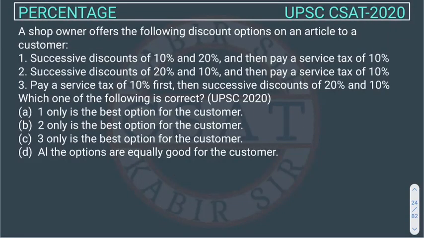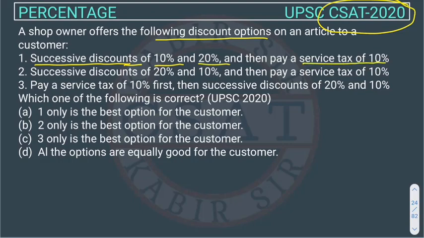Okay. This is the percentage question asked in UPSC CSAT 2020. Right. So the question is, a shop owner offers the following discount options on an article to a customer. What's the first thing? The successive discount. So this is a question from successive discount, right? Successive discount of 10%, 20%, and then pay a service tax of 10%.